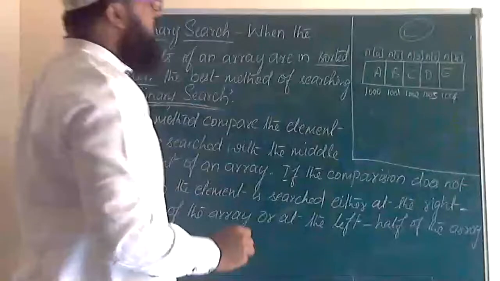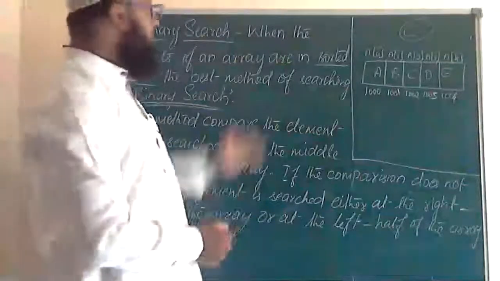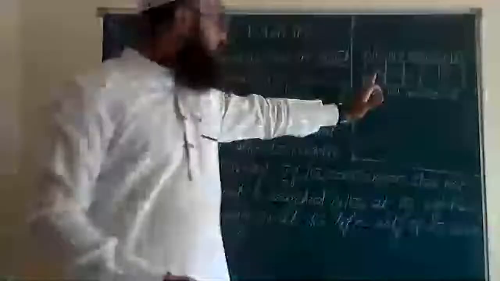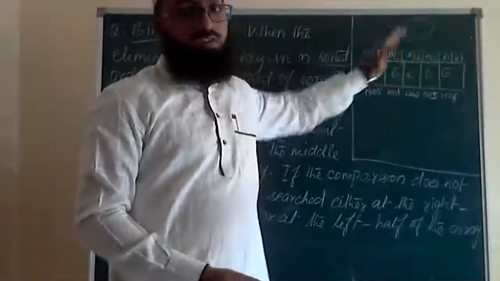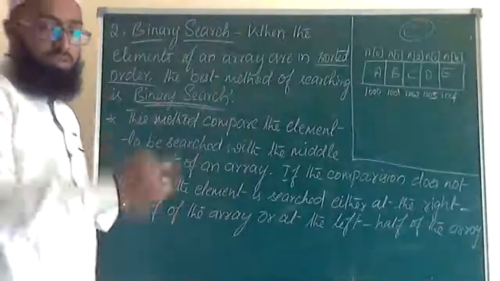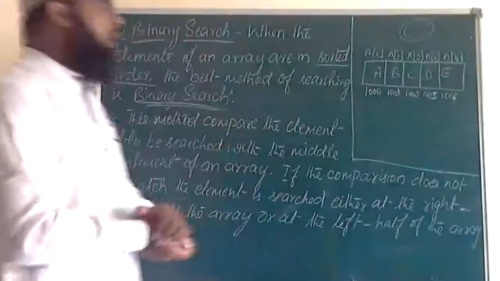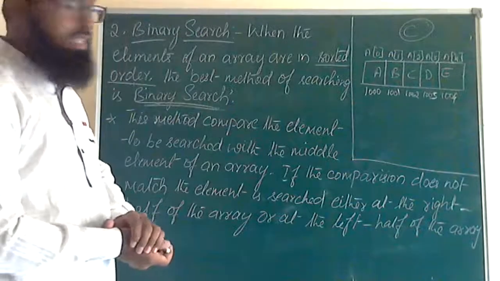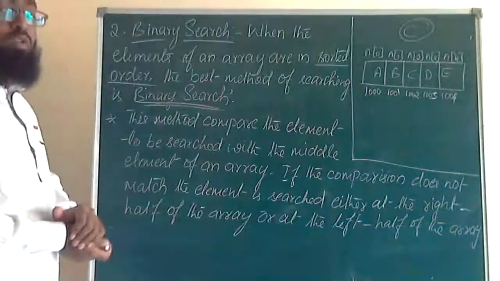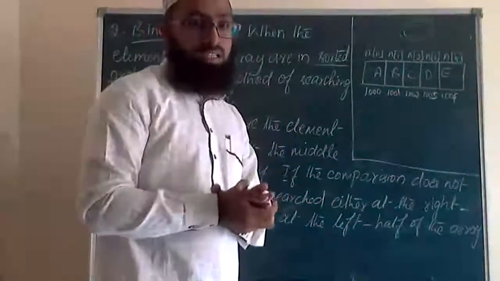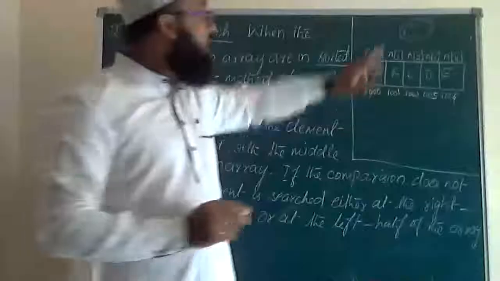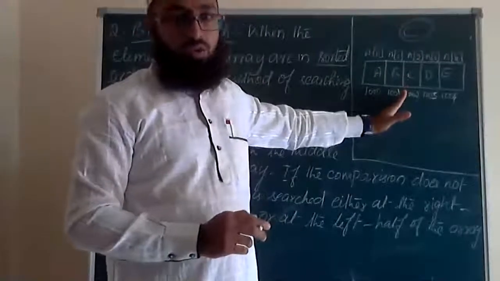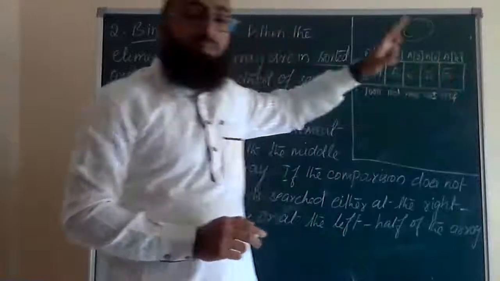Listen here, students. When the elements are in sorted order, sorted order means sequential order, A, B, C, D, E, one after the other. A, after that B, then C, then D, then E. At that time, the best method of searching is binary search. Now, what is the rule of binary searching? In linear searching, C is compared with every element. Even after getting the right result, it will continue its searching till the end.